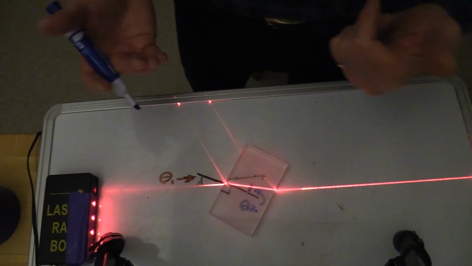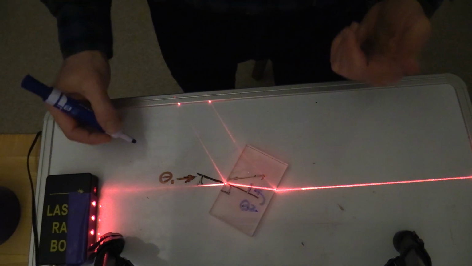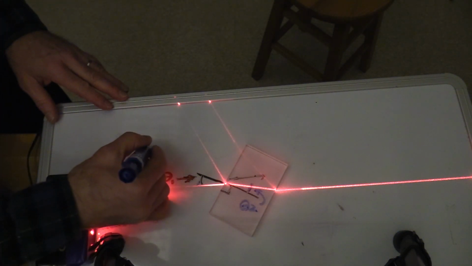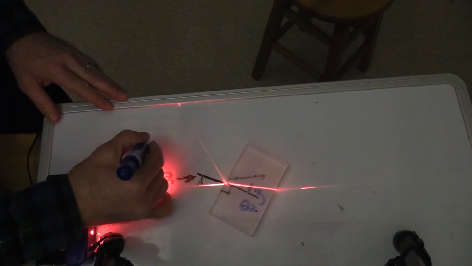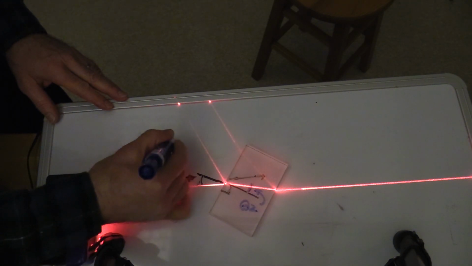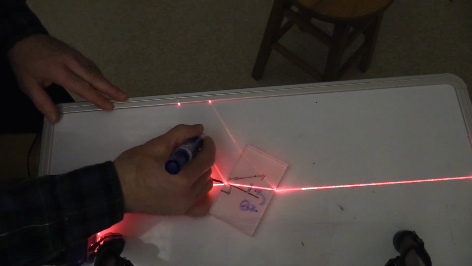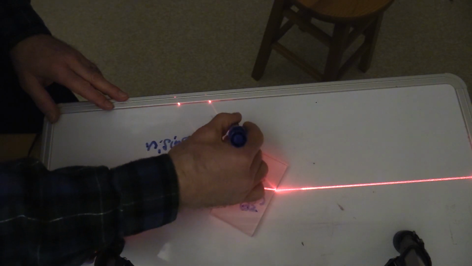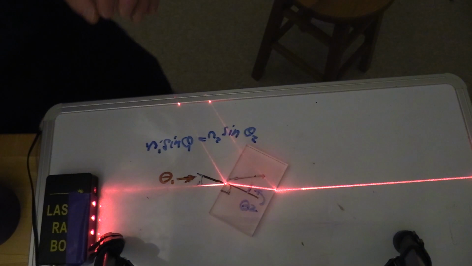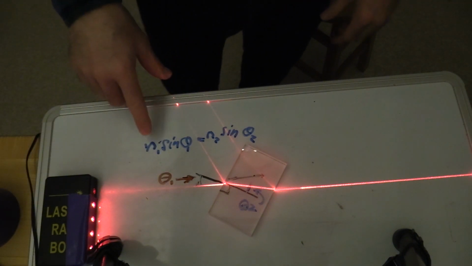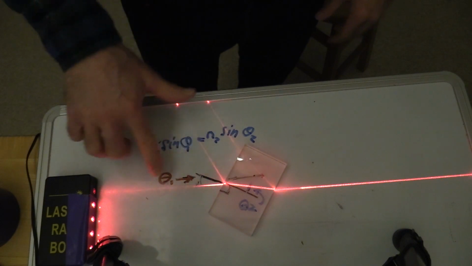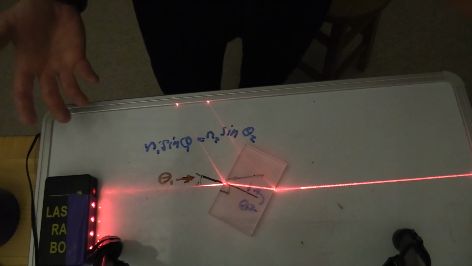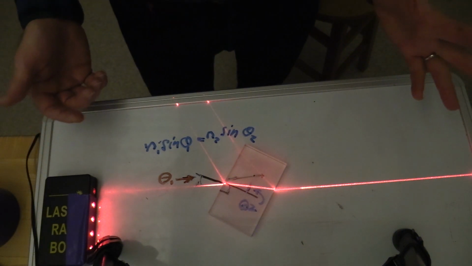Snell's law relates theta sub 1 and theta sub 2, and it says that the angle theta sub 1 is related to the angle theta sub 2 by the relationship n1 times the sine of theta 1 equals n2 times the sine of theta sub 2. In this equation, n1 is the index of refraction of the medium on this side, which is air. Air has an index of refraction of just about exactly 1. Vacuum is exactly 1. Air is very, very close to 1.